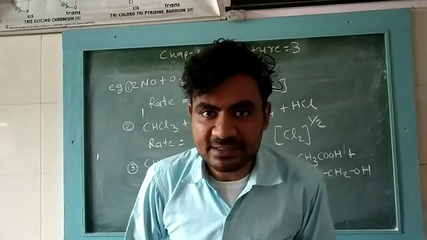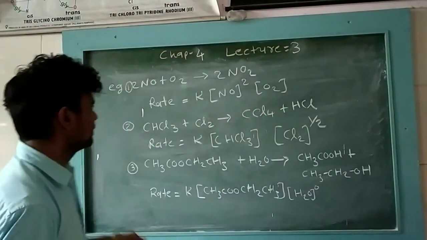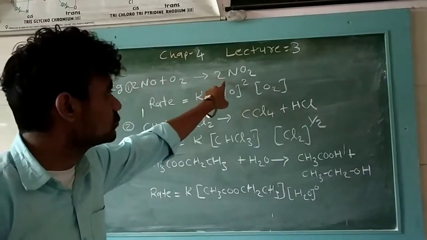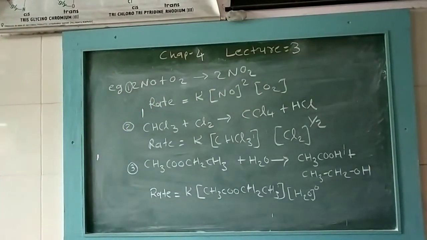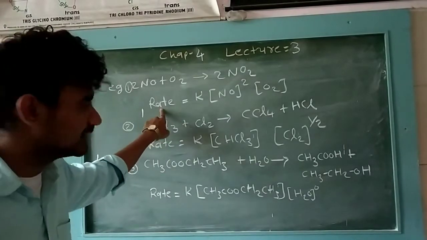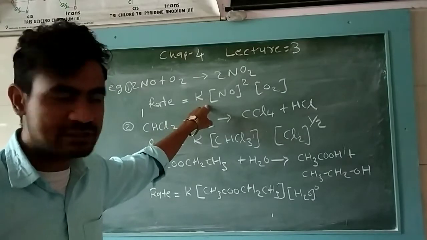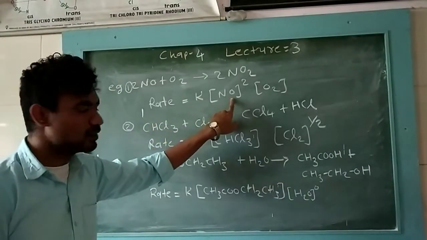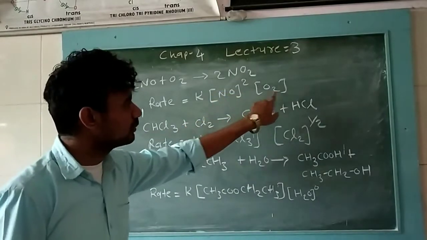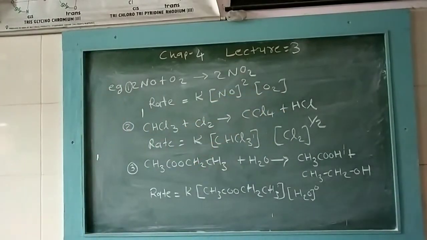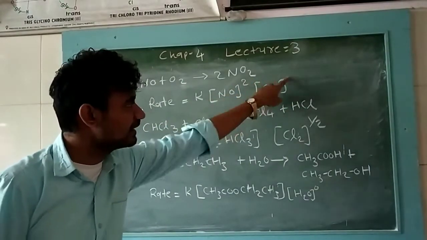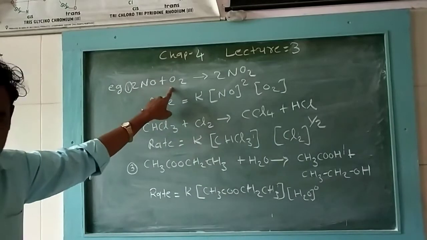Now, here some examples are written. You can see here the first reaction: 2NO plus O2 gives 2NO2. For that reaction, if we want to write down the rate of reaction, rate of reaction is equal to K, the rate constant, into concentration of NO raised to 2 into concentration of O2. Here X and Y, meaning 2 and 1, are equal to the moles, you can see here.